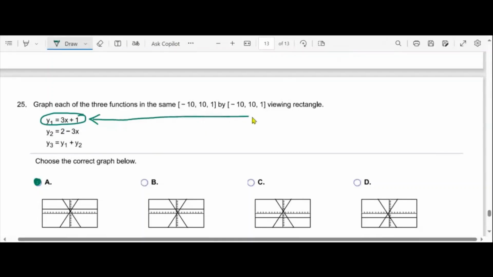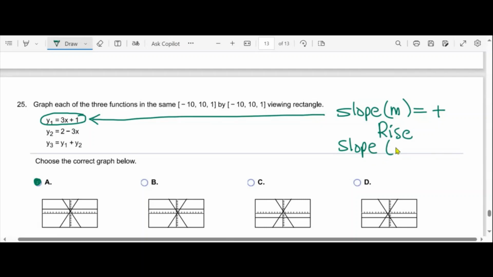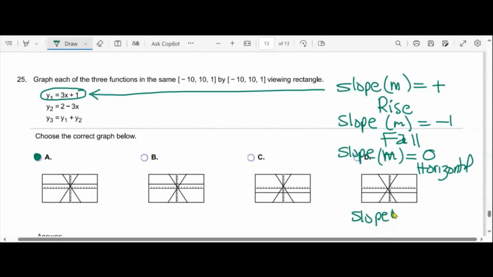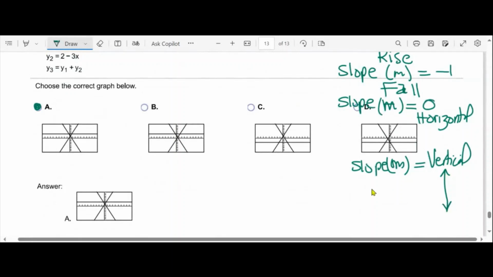Now, if you remember, the slope is m. If the slope is positive, then it's a rise. If the slope is negative, then it's a fall. And if the slope is equal to 0, then it's a horizontal line. And if the slope is undefined, then it's vertical. Vertical means like this way, so it's undefined.